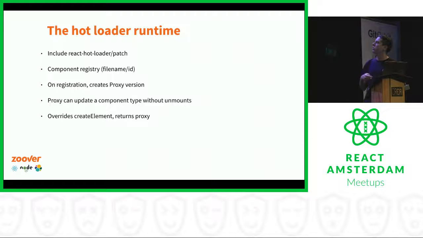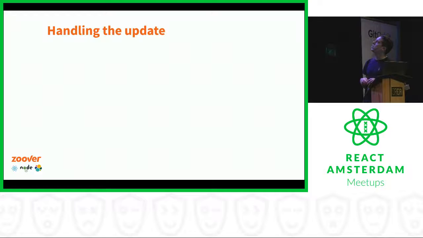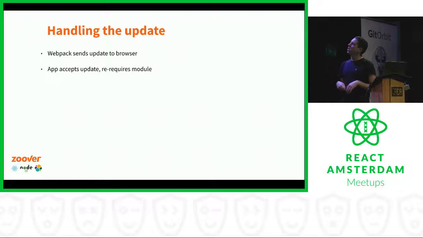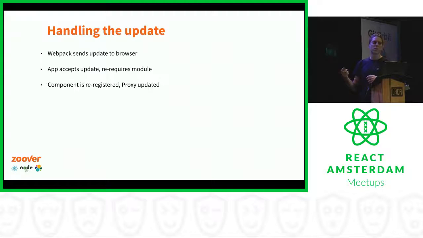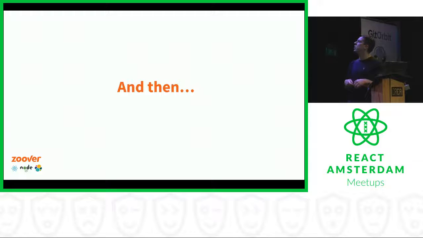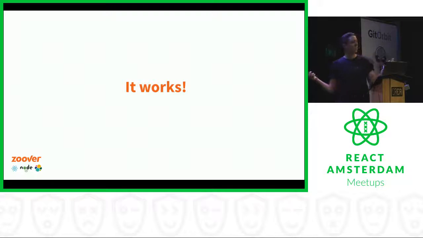It will return the proxy for a type if it has that type in its registry. And as far as handling the update, first off, Webpack will send that update to the browser. The app will accept that update. It will re-require the module to make sure that the module is executed and the component is re-registered. And when the component is re-registered, the proxy component will be updated with the new version. And the next time the application is rendered, which is something that app container takes care of, we will render the new version of the component. And then it works. It's magic.